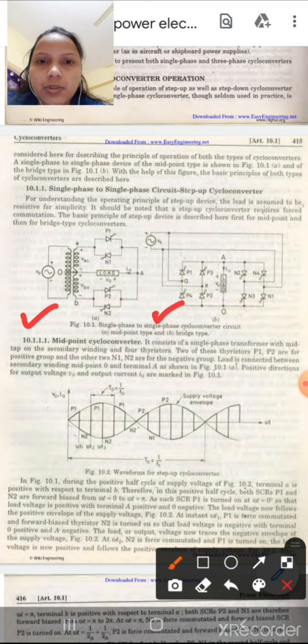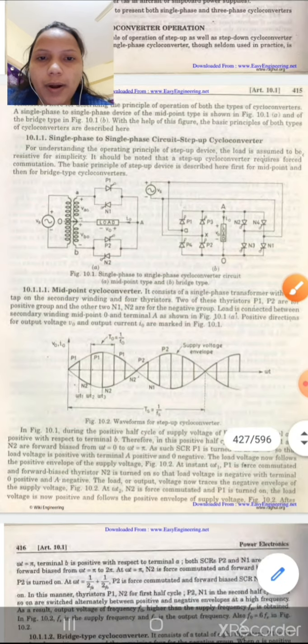For studying the step up cycloconverter, we study the basic principle for the single phase to single phase step up cycloconverter. First we go through the midpoint configuration, and then we go to the bridge configuration. So see what happens.